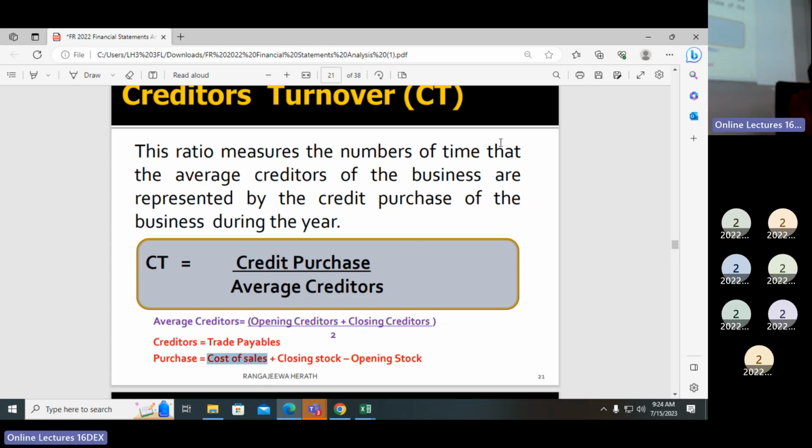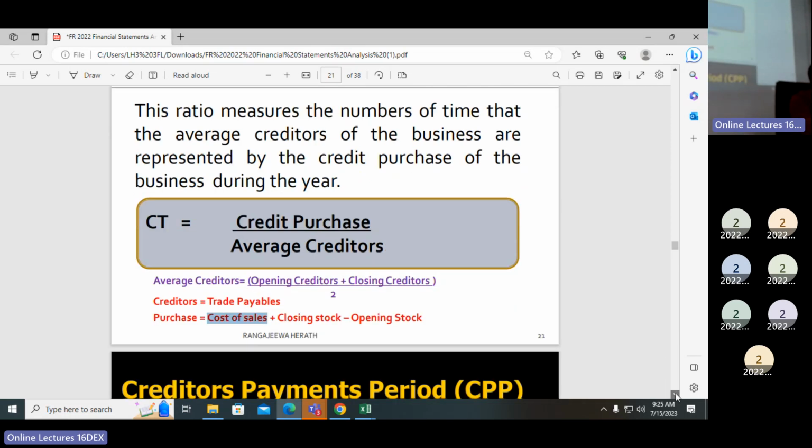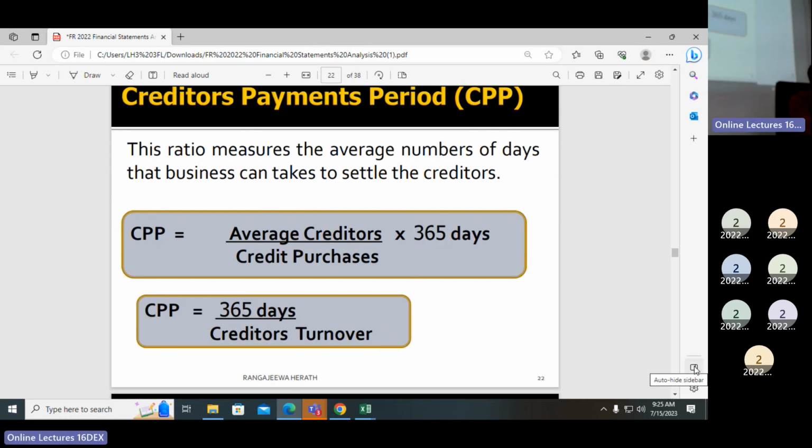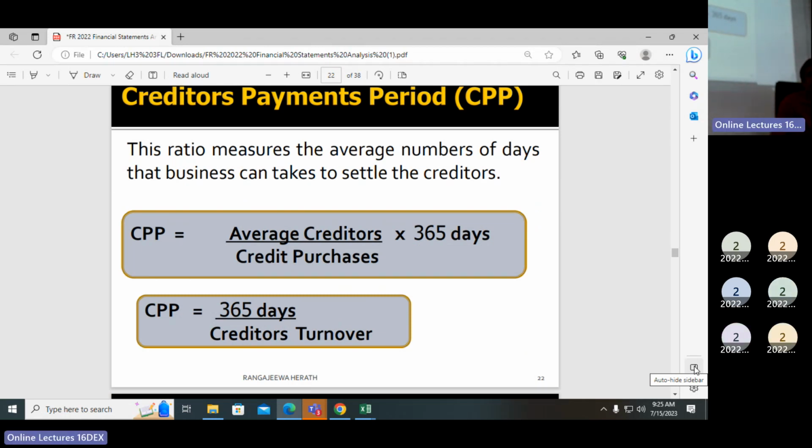Right. Then the creditors turnover, you can take the other way around. That is called the creditors payment period. How long can the business take to settle the creditors? Creditors payment period is the average number of days the business can take to settle creditors.